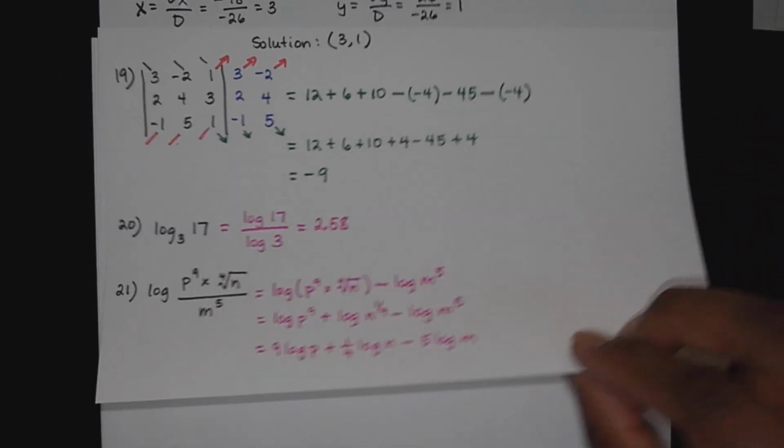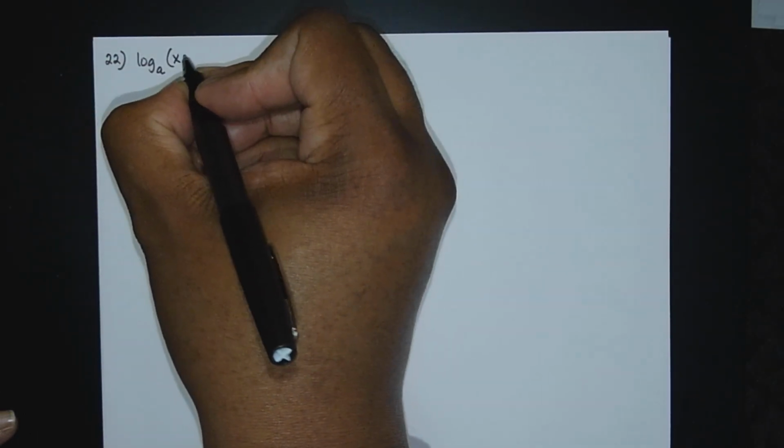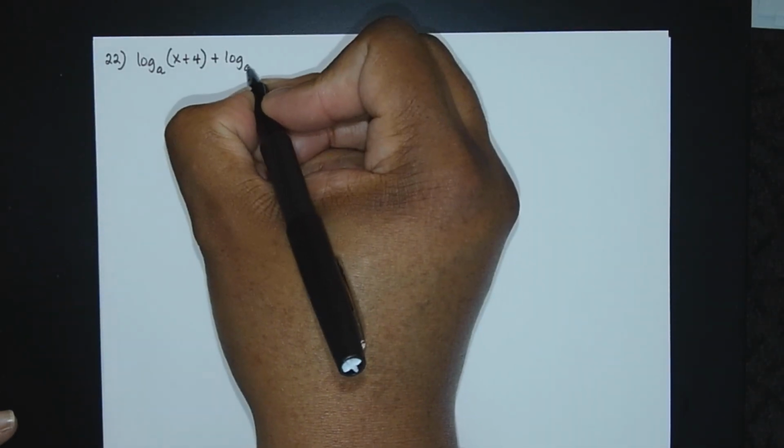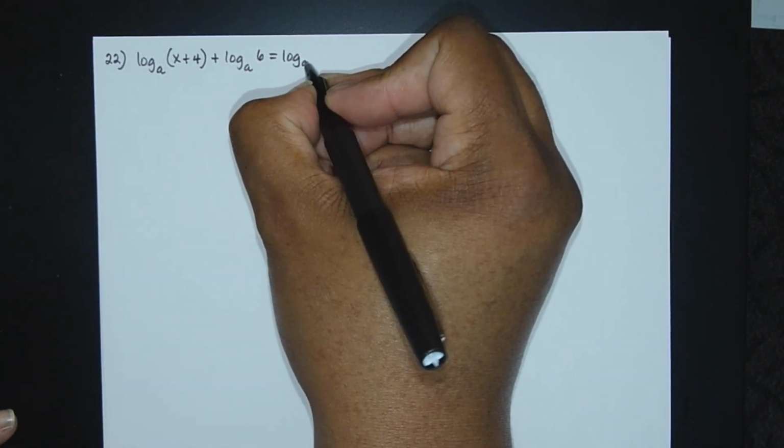All right, number 22 is a logarithmic equation where we're going to have to check our proposed solutions here. So here we've got log to the base a of the quantity x plus 4 plus log to the base a of 6 equaling log to the base a of 2. And here I want to solve this equation.